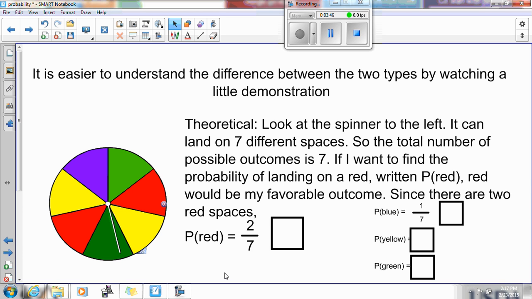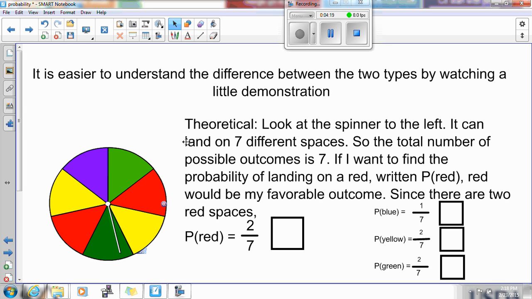Probability of yellow, see if you can get it before I show you. Did you get it right? 2 out of 7. The amount of favorable outcomes, which is 2 yellows, over the total number of outcomes, 7. What about the probability of green? See if you can figure it out before I show you. Again, 2 out of 7, because there are 2 greens, and green is the favorable outcome out of 7.